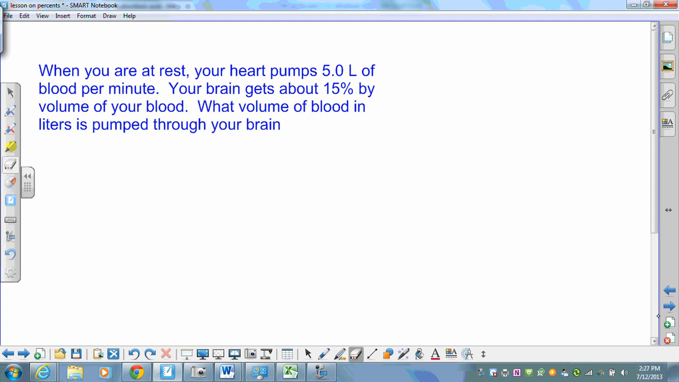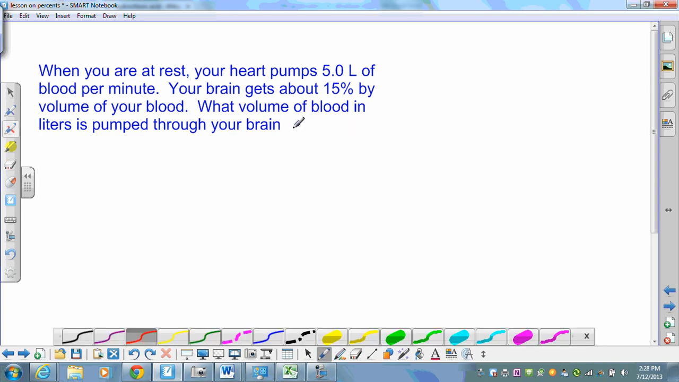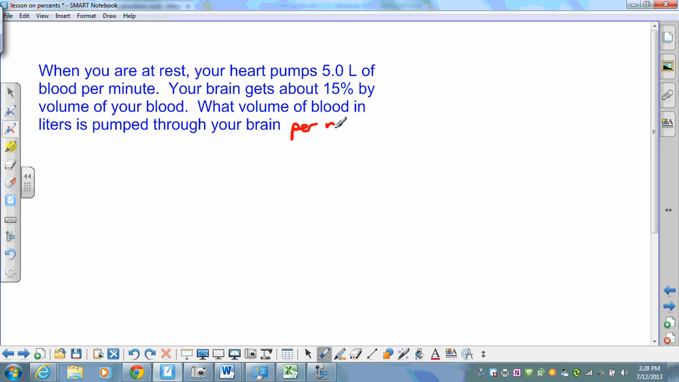Okay, here's another example. When you're at rest, your heart pumps at 5.0 liters of blood per minute. Your brain gets about 15% by volume of your blood. What volume of blood in liters is pumped through your brain, once again, in 1 minute? That should be a part of the question.